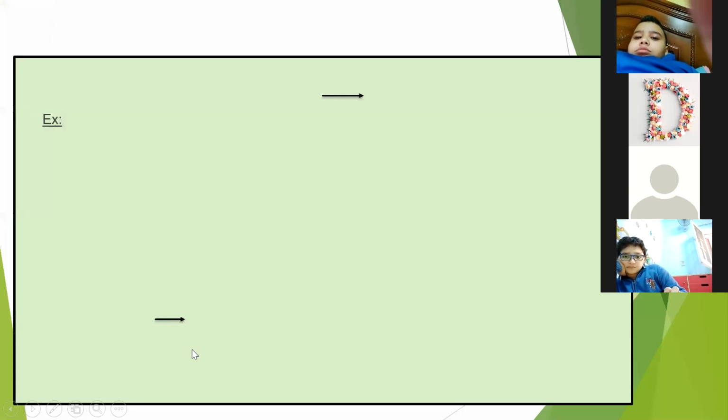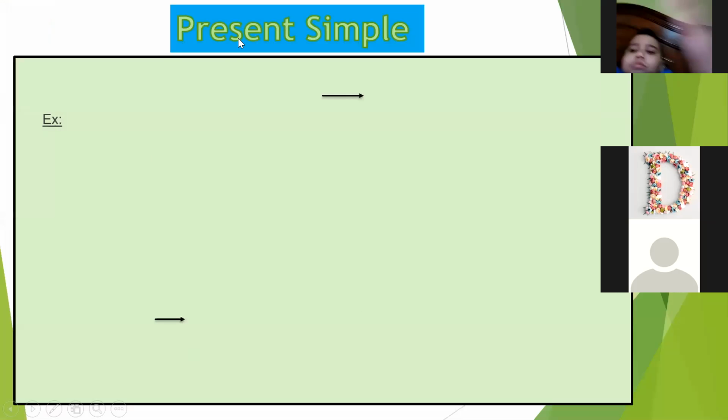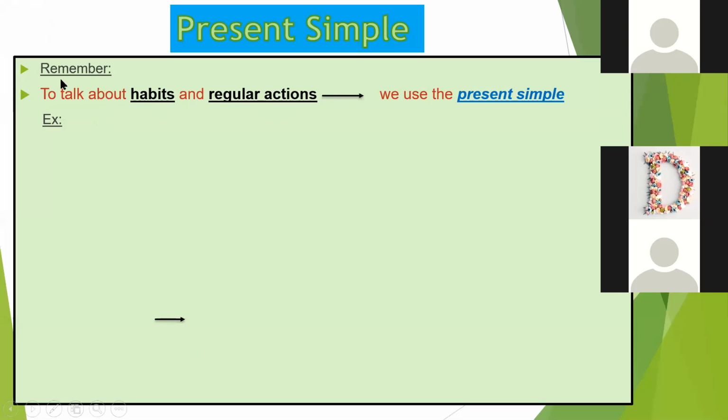Let's see next page. Okay, present simple. We took the present simple before. When do we use the present simple? I use the present simple to talk about habits, something I do, or regular actions, like something I do every day or every week. Like I wash my face every morning, or I go to school every day. So when I am talking about these actions, I will use the present simple.